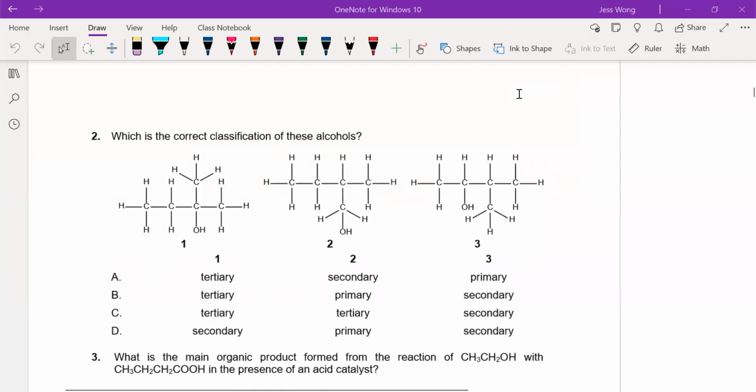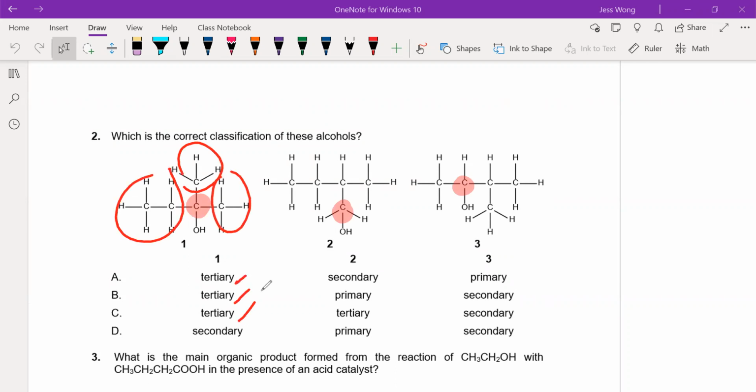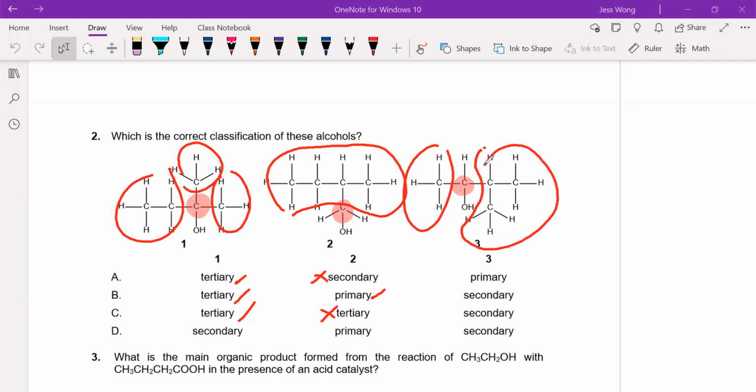Question 2. Which is the correct classification of the alcohol? So we need to look at the carbon that has the OH and not any carbon. So you may want to color the carbon first, and then you look at it in terms of how many R groups it contains. So the first one, you can see 1, 2, 3 R groups, so tertiary, right? The second one, you find that it looks very big, but it has only 1 R group, so primary. So therefore, these are all wrong. And we confirm our answer with the last one, which has 2 R groups, so secondary. So the answer is B.